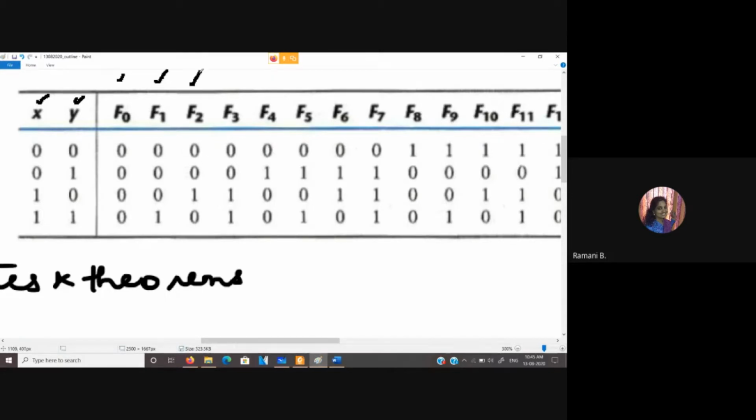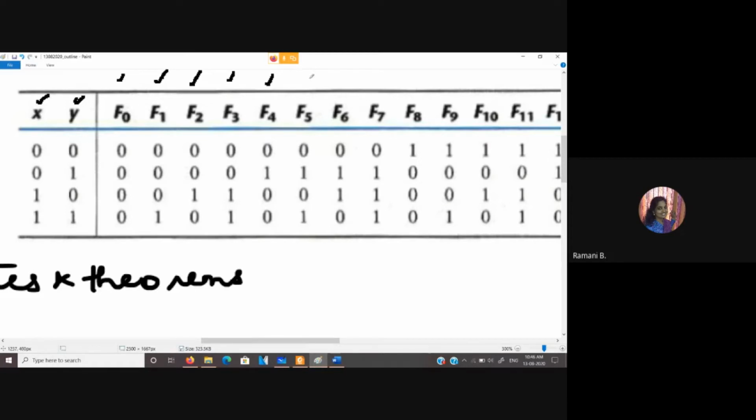For f2, you have 1 when x is equal to 1 and y is equal to 0, otherwise all the other terms are 0. So this corresponds to x y bar. Then for f3, you have 1 for the combinations x is equal to 1, y is equal to 0, and x is equal to 1, y is equal to 1. So this can be said to be f3 is equal to x, whatever the value of x is. For f4, the value is 1 when x is equal to 0 and y is equal to 1, so this is given as x bar y.